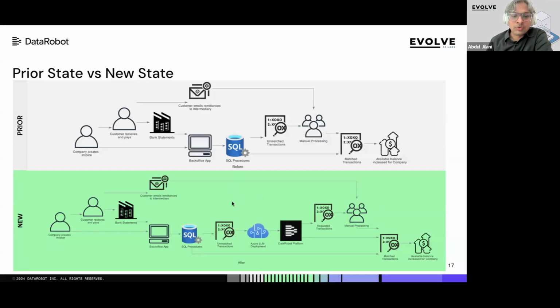So the change with our implementation is whatever is left over from the SQL stored procedures, the 70% would go into the platform and use the LLM solution, and the matches would happen. Only the regulated transactions, which even though DataRobot and the AI solution would match them, they still needed to go through manual processing, would go through manual processing. So we injected the solution here, and then this new process would take care of that.